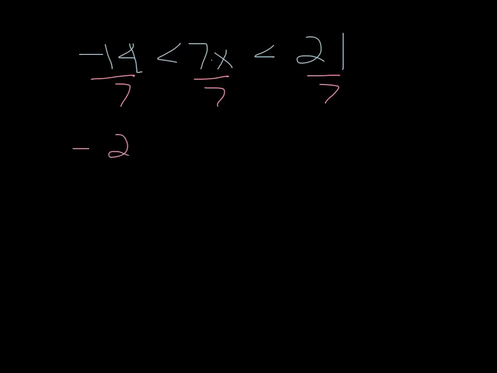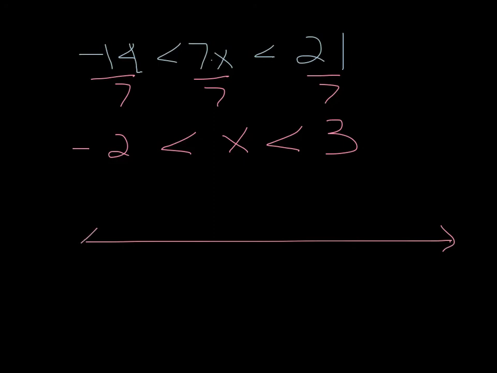And you end up with negative 2, which is less than x, and less than 3. So on a number line, we would have -3, -2, -1, 0, 1, 2, 3, and 4. And we have an open circle. Oh, I messed this part up. Let's change this to a -2. We have an open circle at -2 and an open circle at 3, and our answer is between these two values.